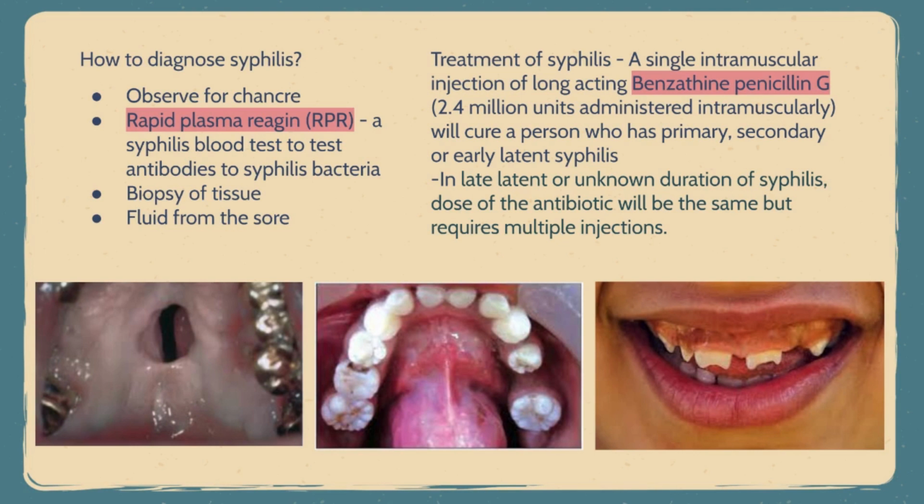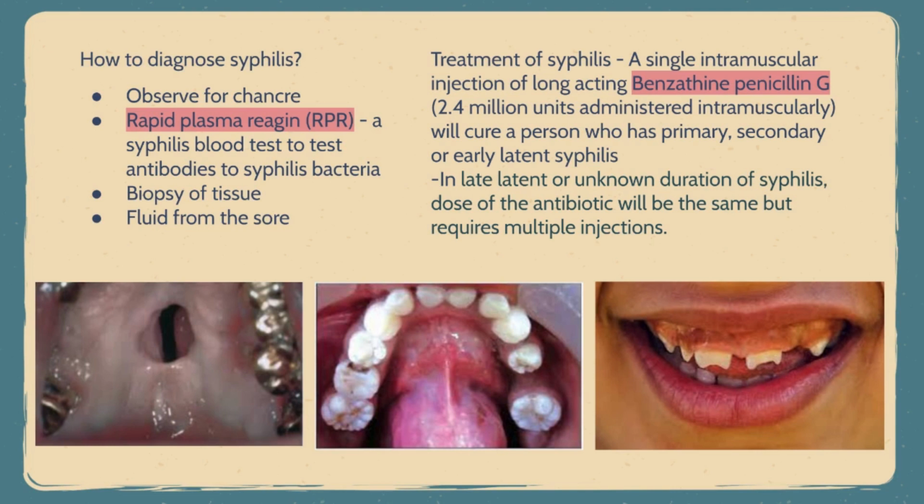Rapid plasma reagin (RPR) is a syphilis blood test to test for antibodies to syphilis bacteria. We can also do a biopsy of tissue and also fluid from the sore. So how to treat syphilis: oral syphilis is highly treatable in its early stage. The standard treatment for most oral syphilis is the antibiotic benzathine penicillin G.